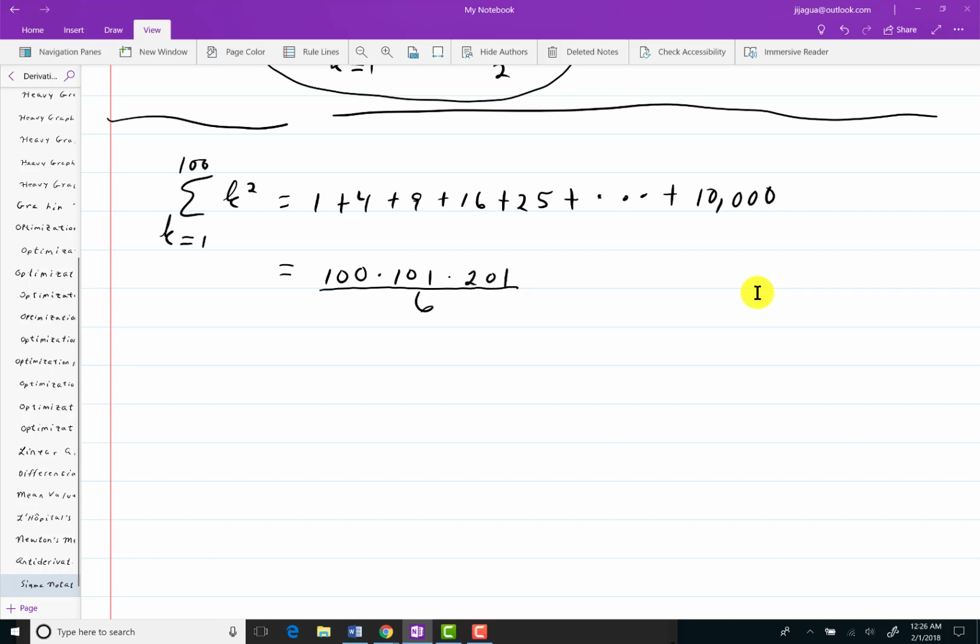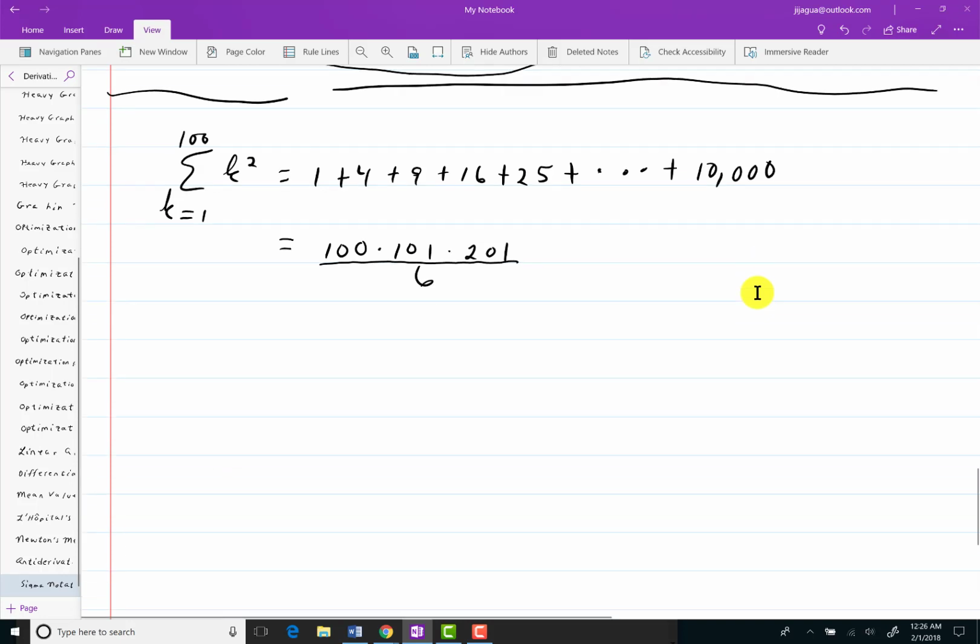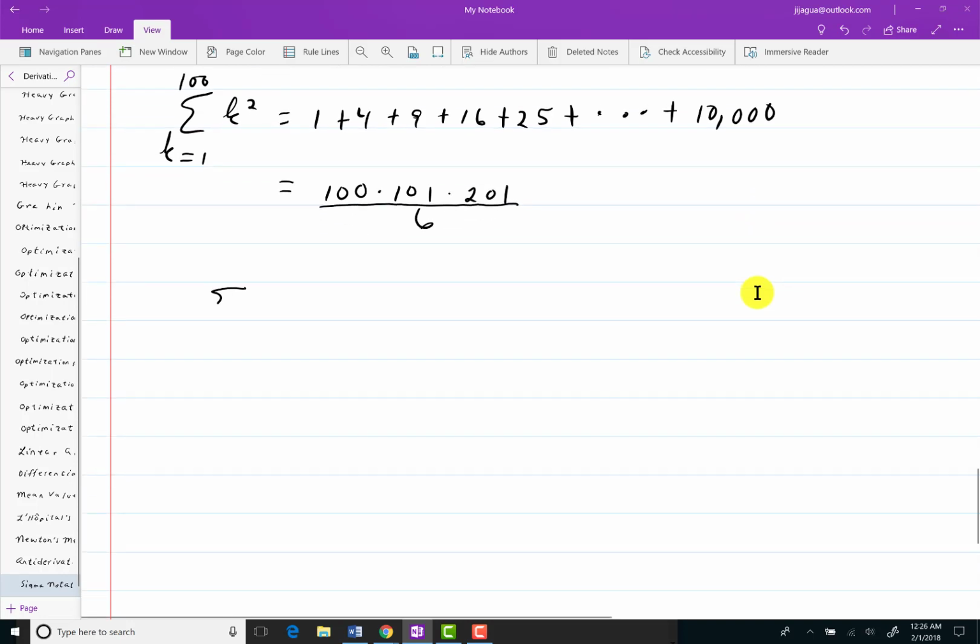I'm not going to go through the effort of proving the formula, other than to tell you that the formula looks like this. If k equals 1 to n, you're doing k squared. The formula says that you do n times n plus 1 times 2n plus 1 all over 6.